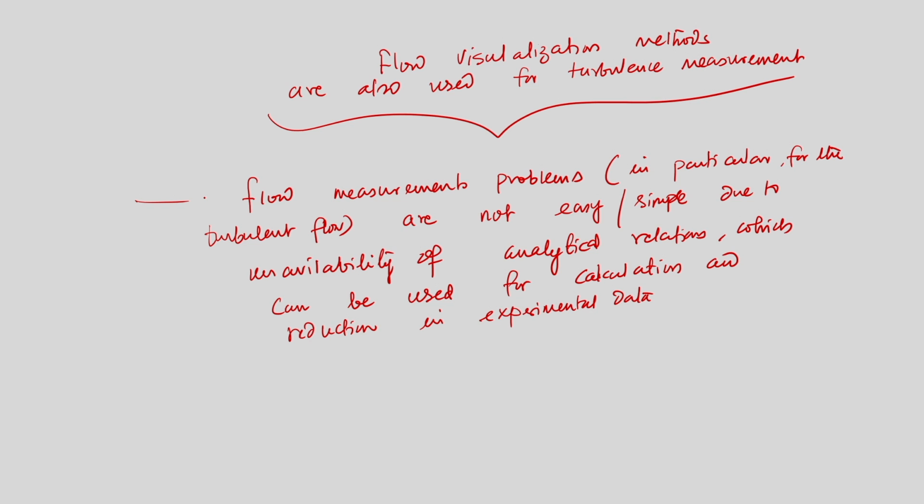So, although flow visualization techniques can be used to circumvent the problem associated with placing a probe in the flow field, again using this technique, since analytical solutions are not available particularly for turbulent flow cases, and because of this unavailability of analytical relations which can be used to correlate the result and reduce the experimental data, flow measurement techniques even for turbulence measurement are not very simple and very easy.